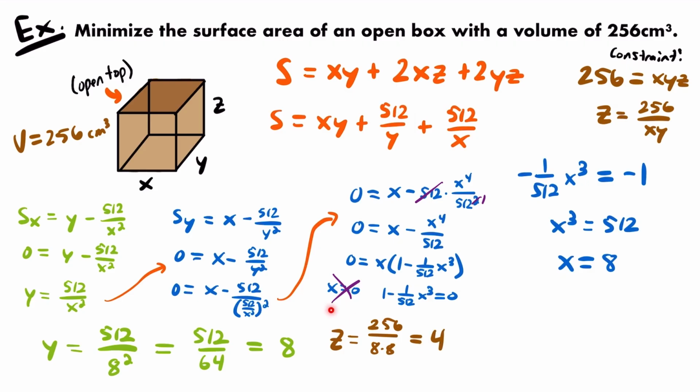Okay, so the dimensions of this box are 8 by 8 by 4. That would give you a volume of 256. But those x and y measurements will also give us the minimum surface area such that that volume is 256. So let's calculate that minimum surface area. We know that S is equal to x times y, so we'll have 8 times 8 plus 512 divided by y, which is 8, plus 512 divided by x, which is 8.